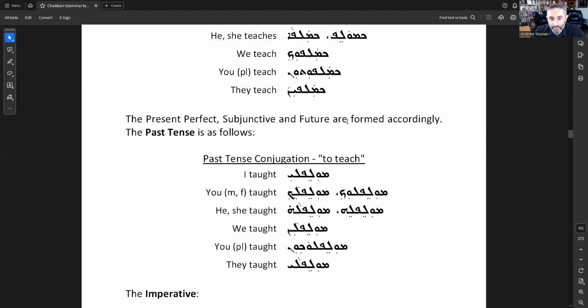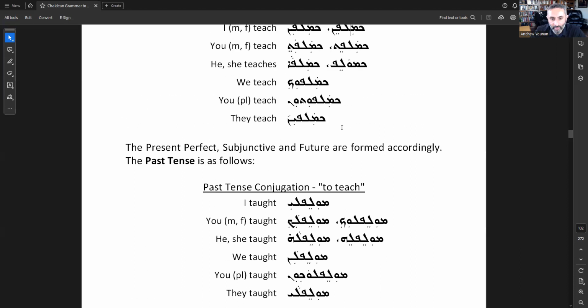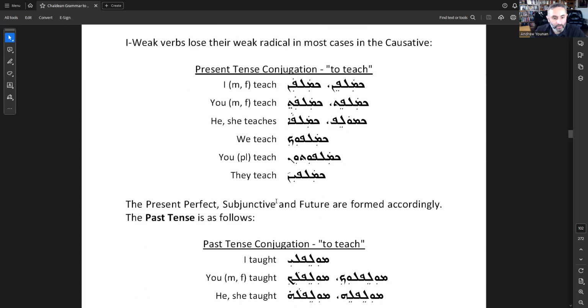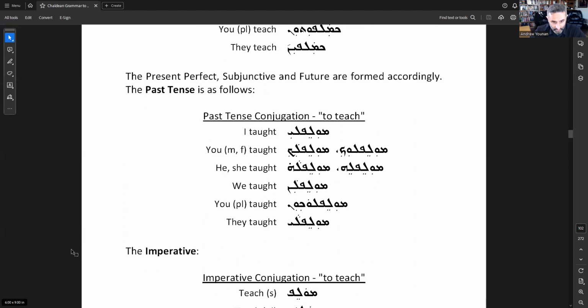The present perfect, subjunctive, and future are formed accordingly. I'm not even going to type them out. You should know. Kmelpenwa. Melpen is the subjunctive. The future, bid melpen. You should be able to do this by now. Past tense, again, is not very surprising. It becomes a mu, a second set of endings, type B endings. The alep is still gone.